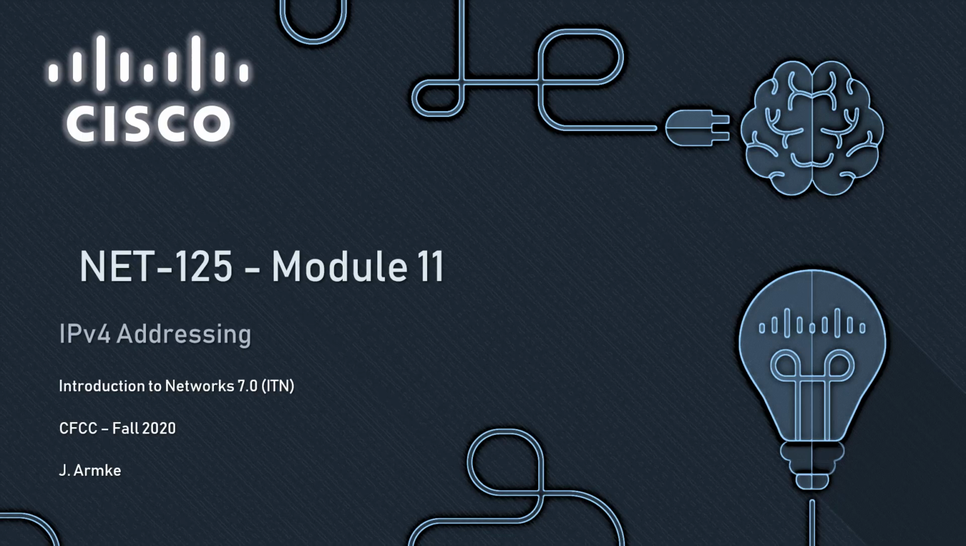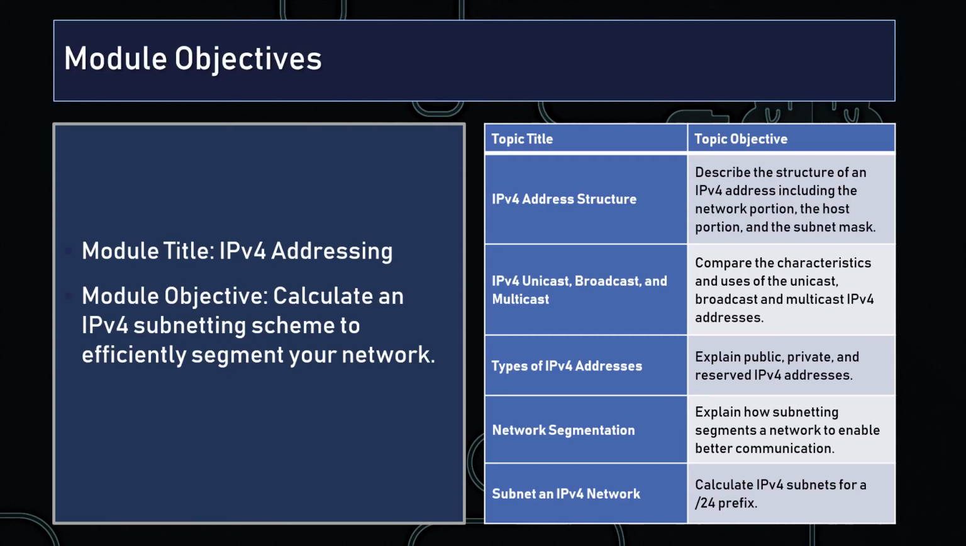Let's get into Module 11, IPv4 addressing. Our objective for this chapter is to calculate a subnetting scheme to efficiently segment our network. We're going to look at address structure, unicast, broadcast, and multicast addresses, private, public, and reserved addresses, network segmentation, and how to calculate IPv4 subnets for a /24 prefix.